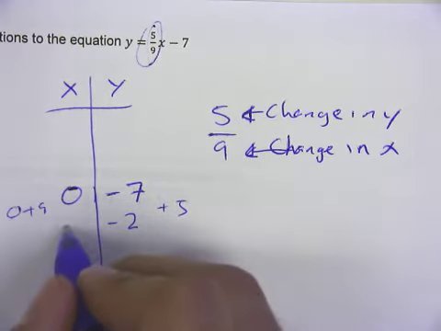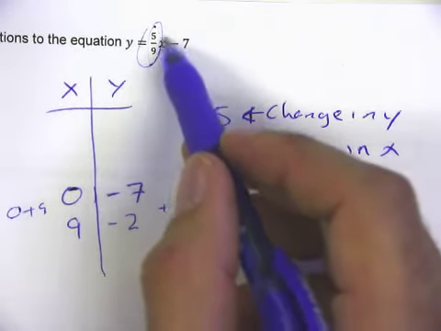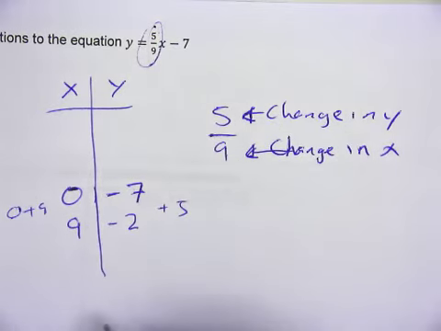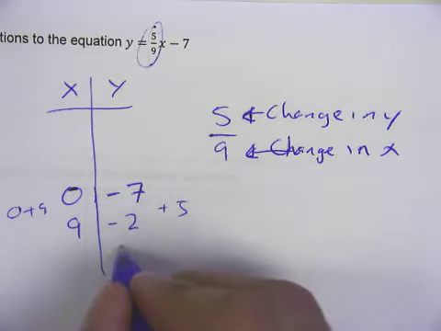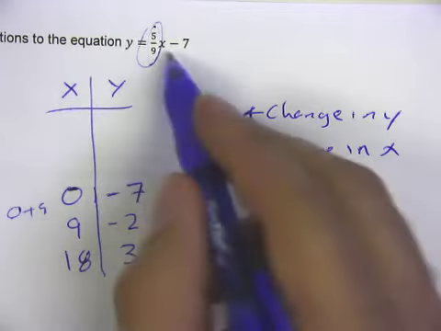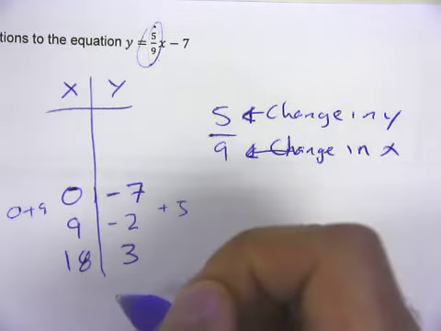My x changes by 9. 0 plus 9 would be positive 9. So now I've got two solutions. If you don't believe me, plug in 9. 9 divided by 9 is 1. 1 times 5 is 5. 5 minus 7 is negative 2. And I can keep going. Add 5, I get 3. Add 9, I get 18. Again, you can plug that in and check to see that it is in fact a solution.